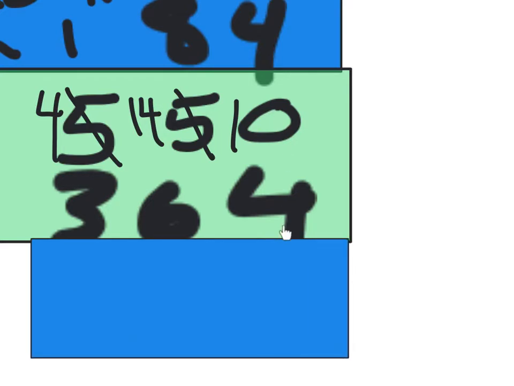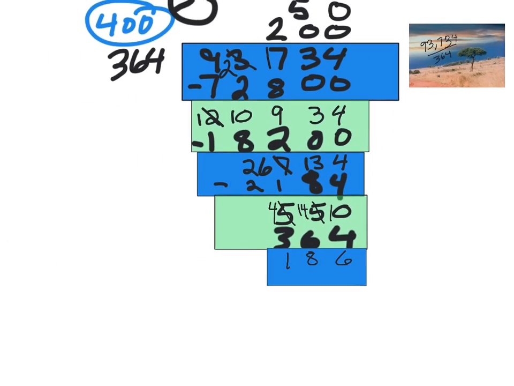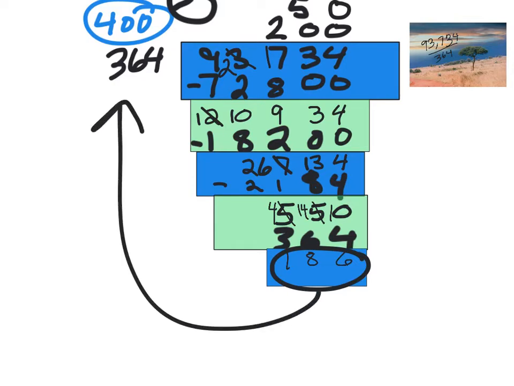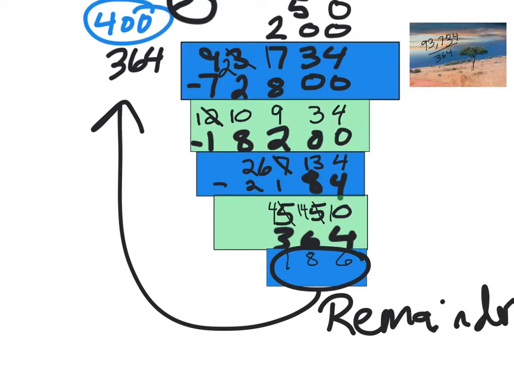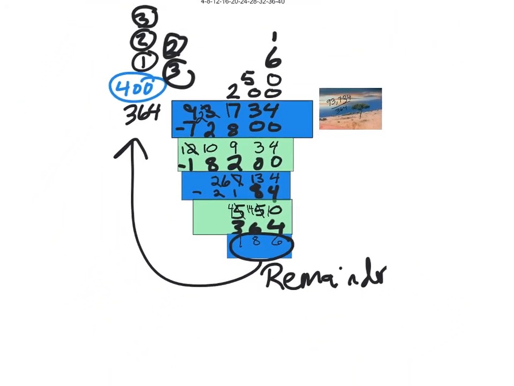And 10 minus 4 is going to give me 6. And 14 minus 6 is going to give me 8. And then 4 minus 3 is going to give me 1. So I've got 186. And if you look here, 186 is smaller than the 364. So the 186 becomes my remainder, right? And that's lovely.